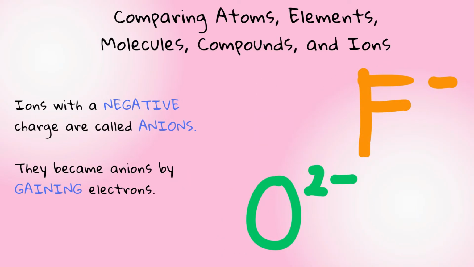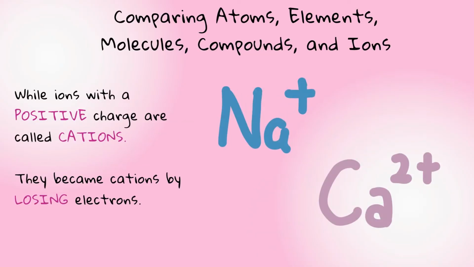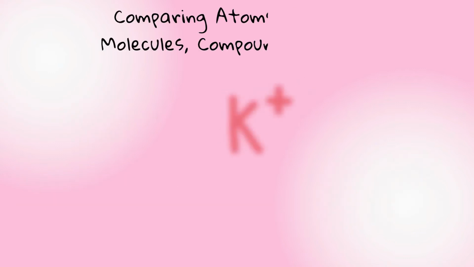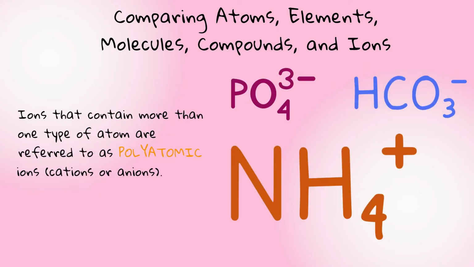Ions with a negative charge are called anions. They become anions by gaining electrons, while ions with a positive charge are called cations. They become cations by losing electrons. Ions containing only one species are referred to as monatomic ions. Ions that contain more than one type of atom are referred to as polyatomic ions.